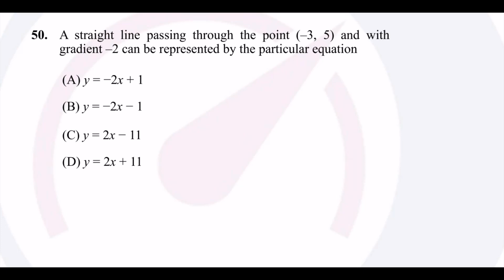A straight line passing through the point (-3, 5), and with gradient -2 can be represented by a particular equation. Now for these questions, it's best to just write it down. And remember, we can work this question many ways. I'm going to work it both ways. We know already, y is equal to mx plus c.